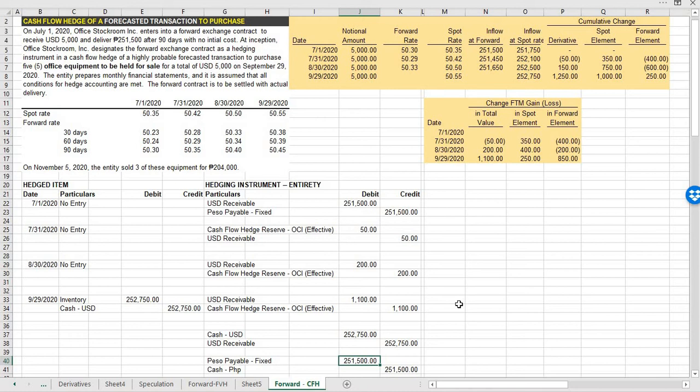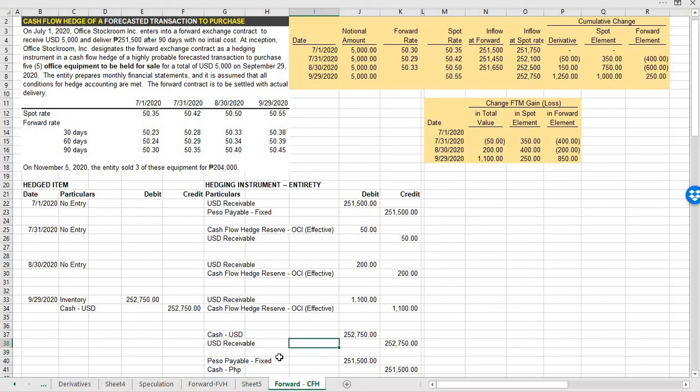So, ngayon, ito ang ating journal entry for the hedging instrument kung yung forward contract is designated as hedging instrument in full in its entirety. So, kung titingnan nyo rito, in effect, kung ano daw yung natanggap natin ditong cash in US dollar, yun yung pinangbayad natin dito upon purchase ng ating office equipment na held for sale, yung inventaryo. So, after nitong entry na to ng settlement, sarado na yung USD receivable at sarado na rin yung peso payable natin na account. Ang natitira na lang na account title is the cash flow hedge reserve.